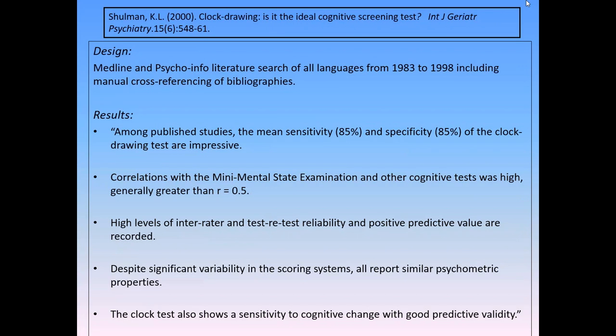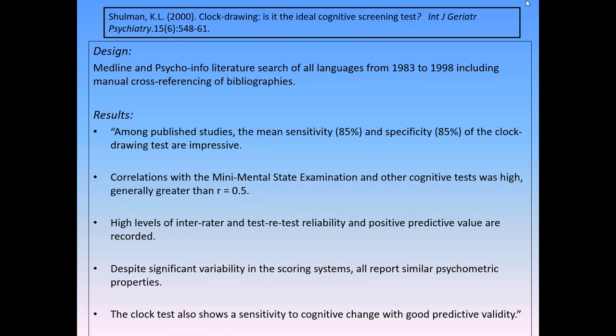And Shulman asked the question, is clock drawing an ideal cognitive screening test? And he found, in a Medline and PsycINFO literature search in all languages from 1983 to 1998, so a very good search of the literature, that among published studies, a mean sensitivity of 85% and specificity of 85% for clock drawing are impressive.